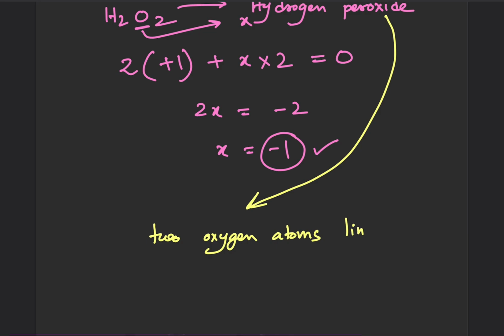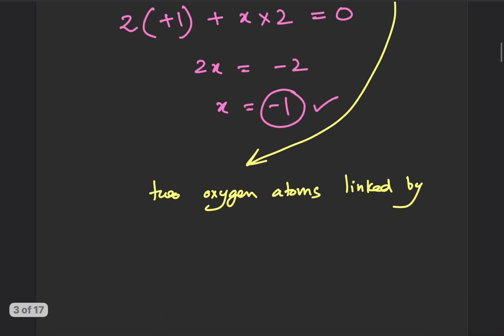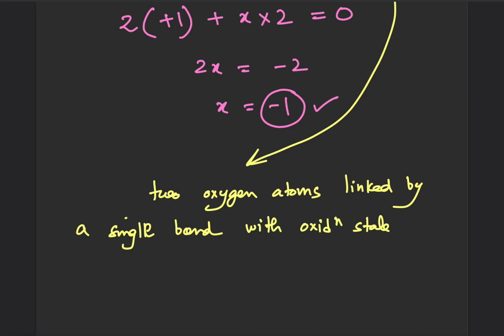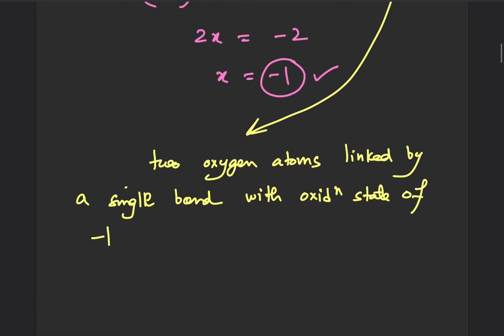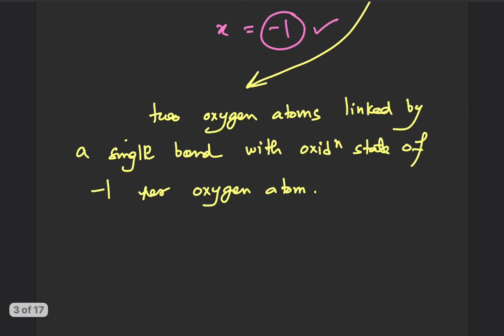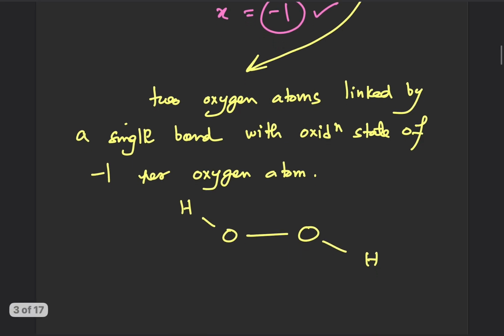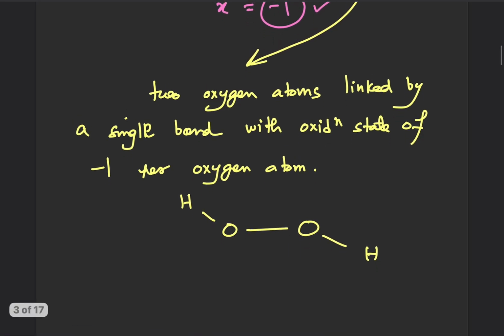So peroxides will always contain two oxygen atoms linked by a single bond, with an oxidation state of -1 per oxygen atom. Okay, so therefore you know H2O2 will look something like this. Since it is peroxide, it will have an O-O single bond linkage and H attached to it. Okay, so this is the story for H2O2.